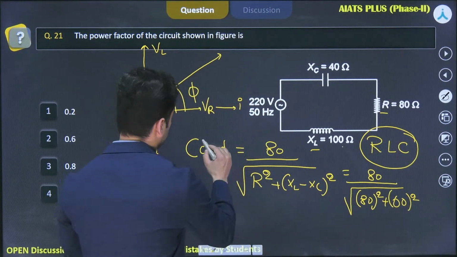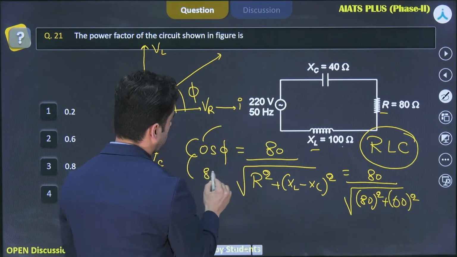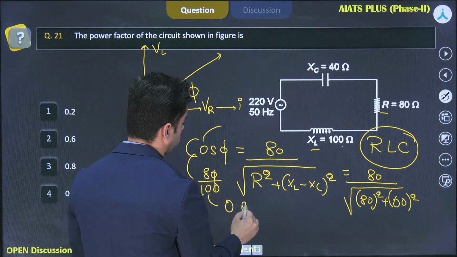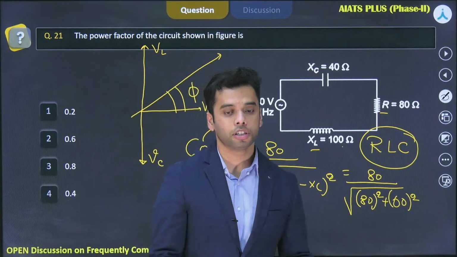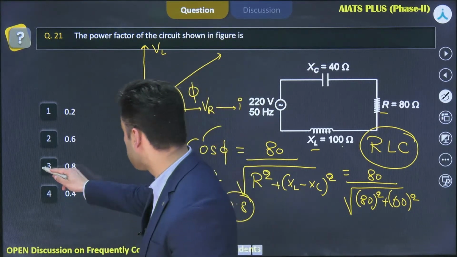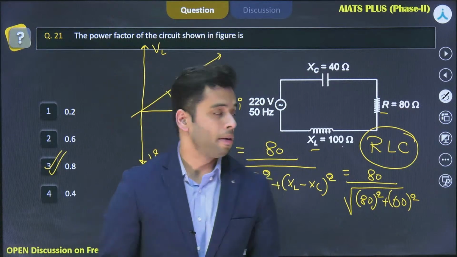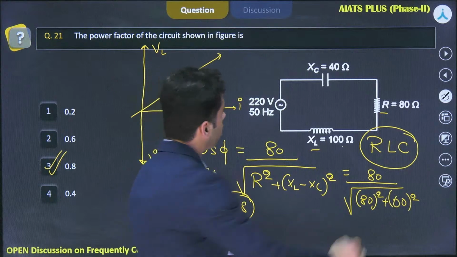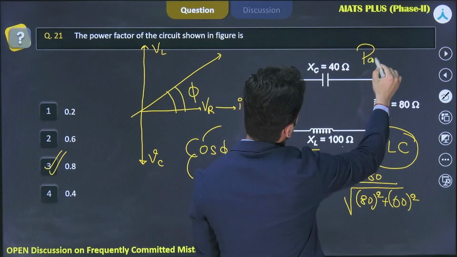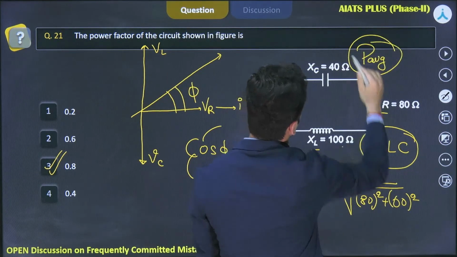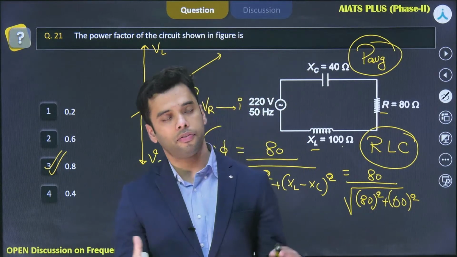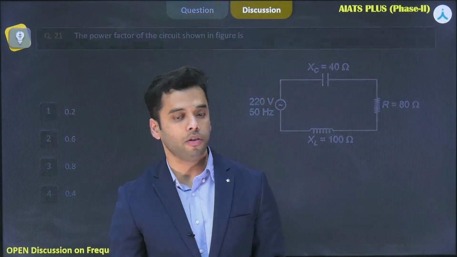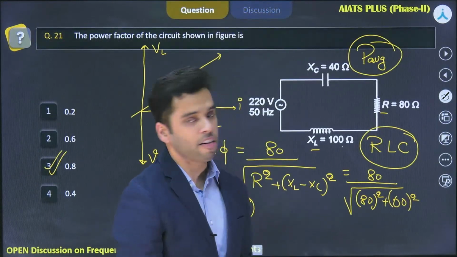So cos phi, its value is coming out to be equal to 80 by 100, which means it is equal to 0.8. The power factor of the circuit we just calculated is equal to 0.8, and it is given to you in option 3. Now dear students, if you understood how to calculate the power factor, give me the average power dissipated for this RLC circuit. How to calculate the average power for this RLC circuit? If you know how to calculate, give me the answer to this problem. Average power for this same circuit, P average.